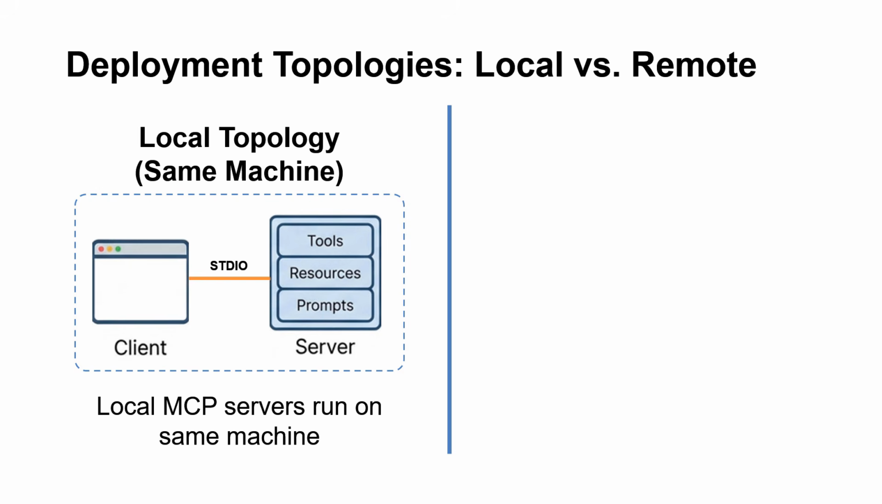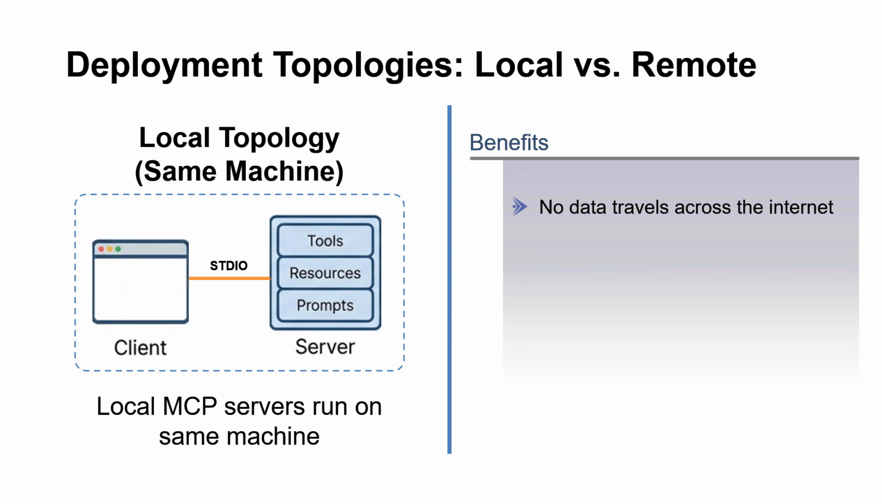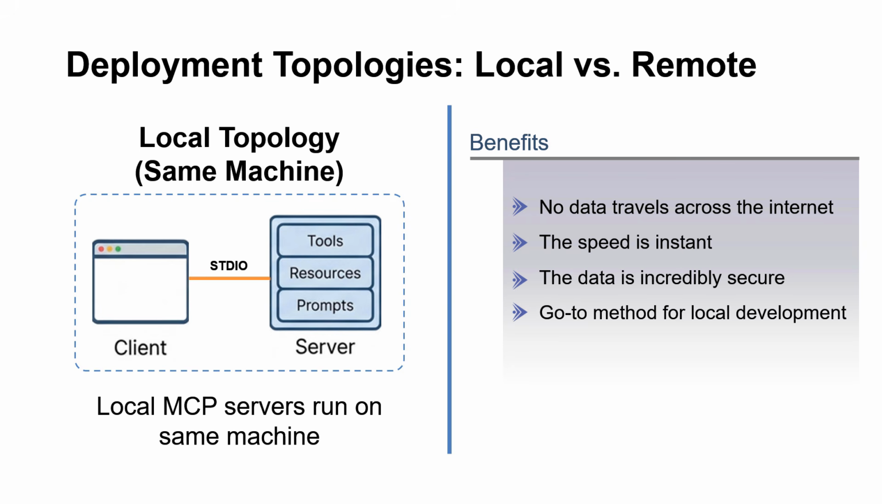The client actually launches the server as a sub-process, like a little helper app that starts up whenever you need it. Why is it great? Because the data doesn't have to travel across the internet, and the speed is instant, which is low latency, plus it's incredibly secure because your data never leaves your machine. This is the go-to method for local development and for building powerful desktop AI tools.